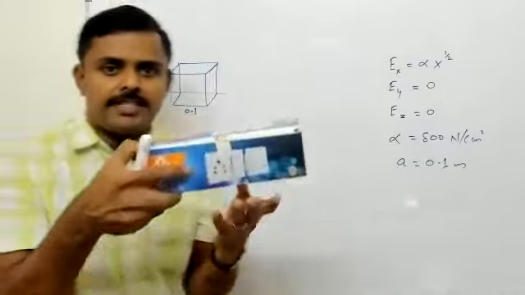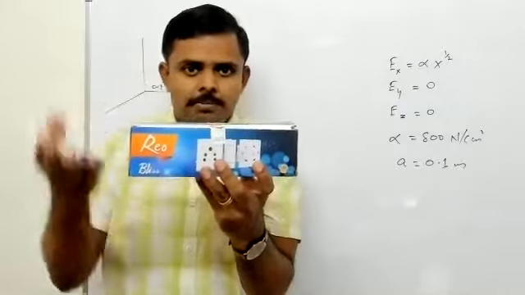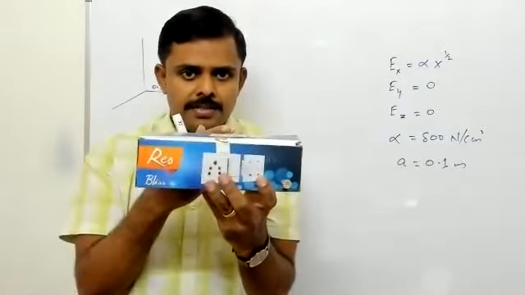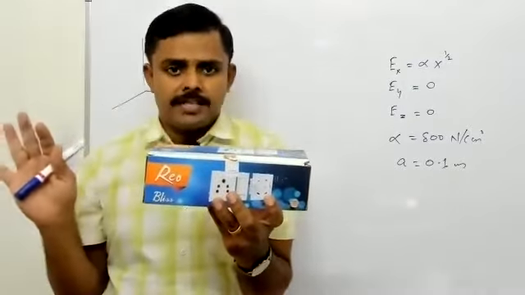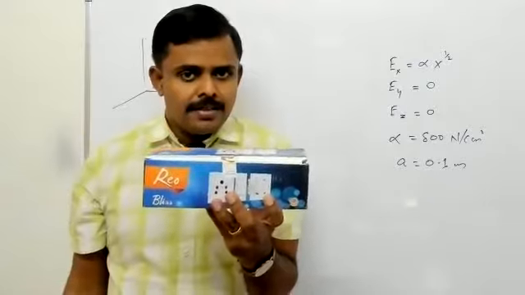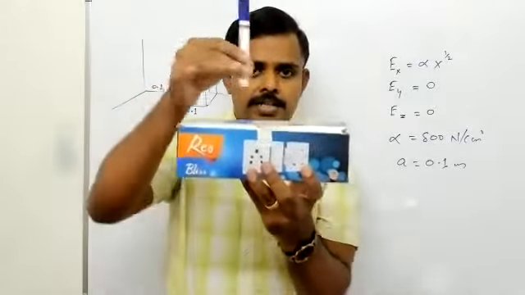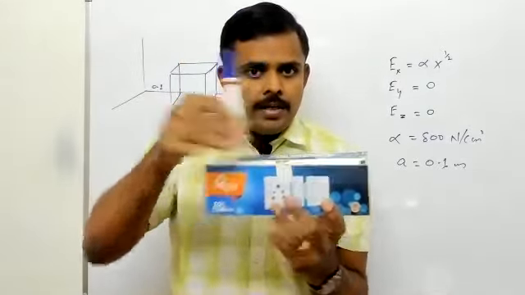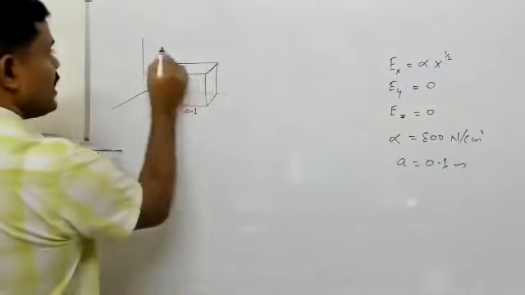How many surfaces does it have? 6 surfaces, right? Top surface, bottom surface, front surface, back surface, left surface, right surface. So every cube will have 6 surfaces. Am I correct? And what is the flux through the top surface? This is area vector, perpendicular. Where is the field going? I had told in the beginning that field exists only in x direction.